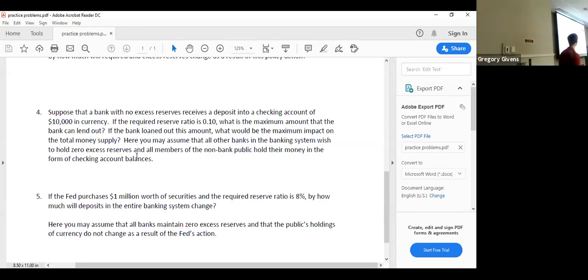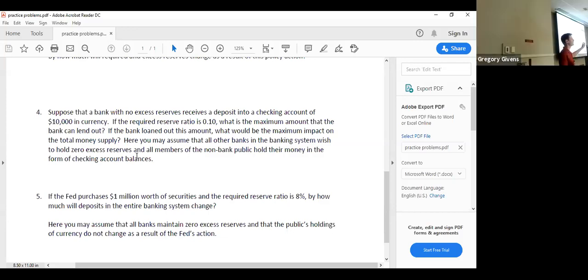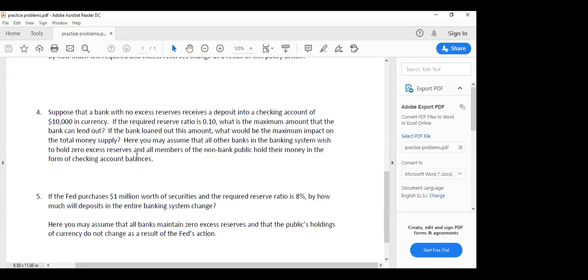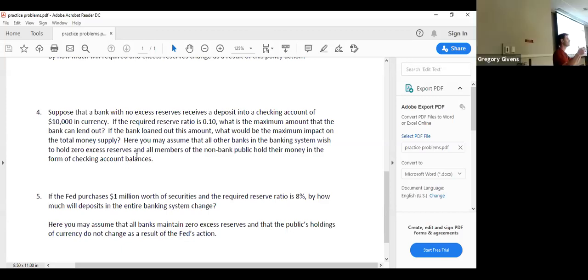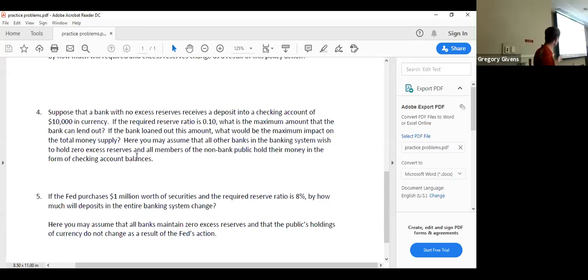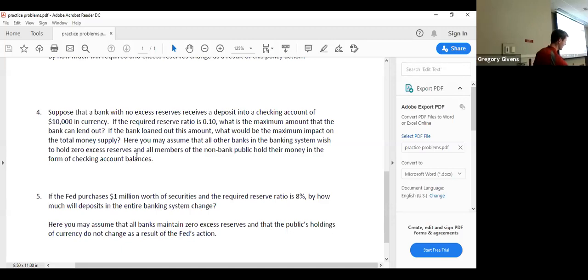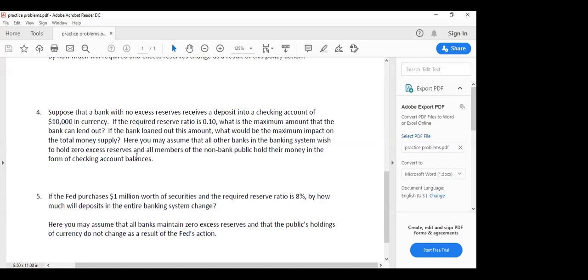When you see those assumptions made in a problem, that should signal to you, well, this is just a chance for me to apply the simple deposit multiplier that we talked about in the last class. That is, the change in deposits is equal to 1 over the required reserve ratio times the change in bank reserves. So why don't you take a minute to do both parts of that exercise, and then we'll work through it together on the document camera here.